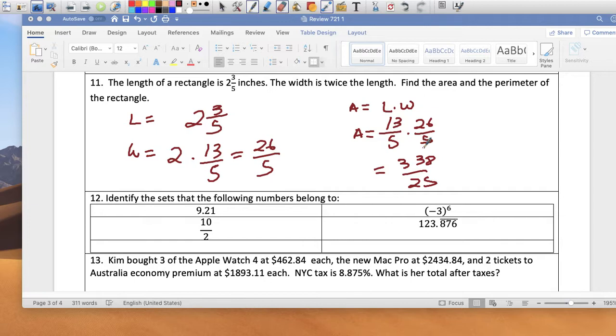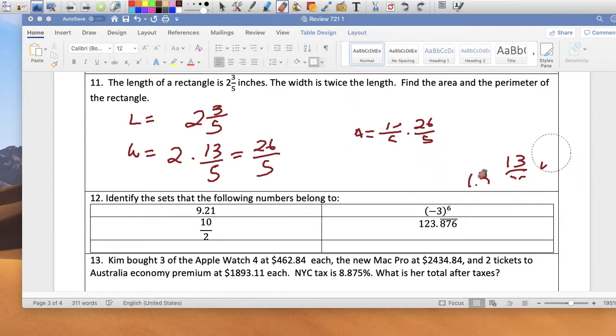338 divided by 25, it's going to be 4, 8, 12, 12, 13, but that's going to change to 13, it's going to be 225, 13, 25, and I think it's 13 again. Inches. Watch your notation, inches squared, right?